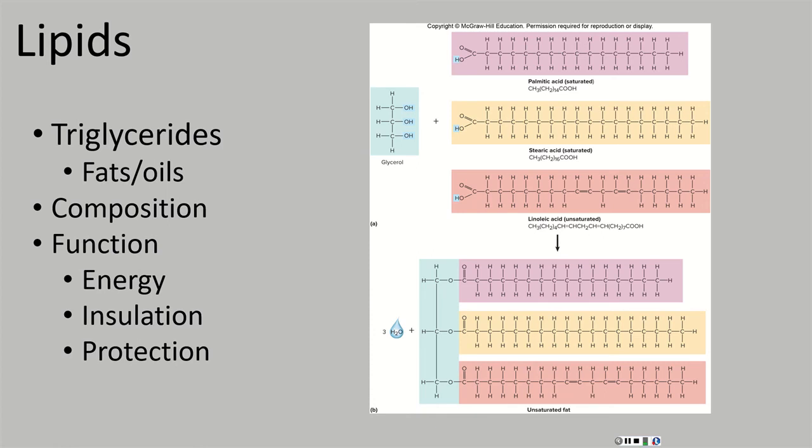Also, insulation. Fat is really good at holding in heat. So we have a layer of fat just beneath our skin, and it helps insulate our body. And protection. Fat, in addition to being an insulator, is also a cushion. Like I just said, we have a layer of fat just beneath our skin, so if we fall, it helps as a shock absorber. Also around certain organs, like around our kidneys, behind our eyeballs, there's fat there, and it acts as a cushion or a shock absorber to protect us.